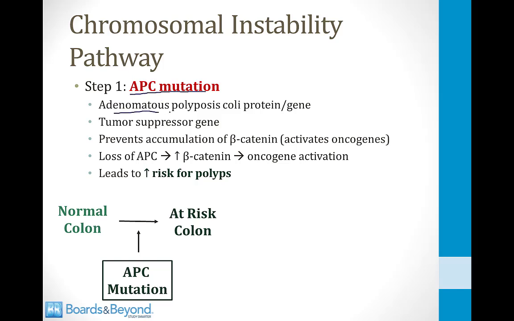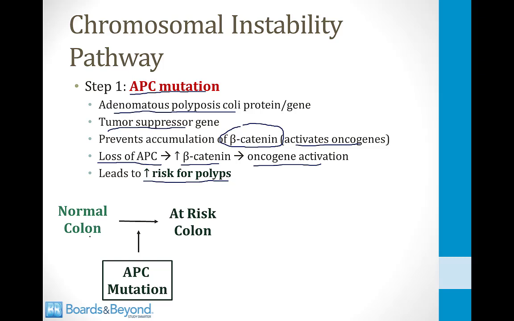APC stands for adenomatous polyposis coli. It's a gene that encodes for a protein, and it functions as a tumor suppressor. What APC does is it prevents the accumulation of a substance called beta-catenin, which activates oncogenes. So normally when APC is functioning, it will suppress beta-catenin, and therefore oncogenes are not activated. However, if you lose the function of APC, this leads to an accumulation of beta-catenin, and this leads to oncogene activation. And when this happens, there's an increased risk for polyps, and this is the first step in the chromosomal instability pathway of colon cancer development.